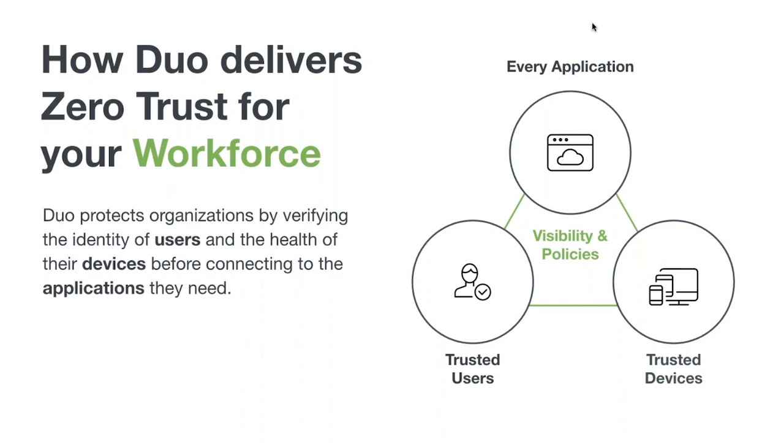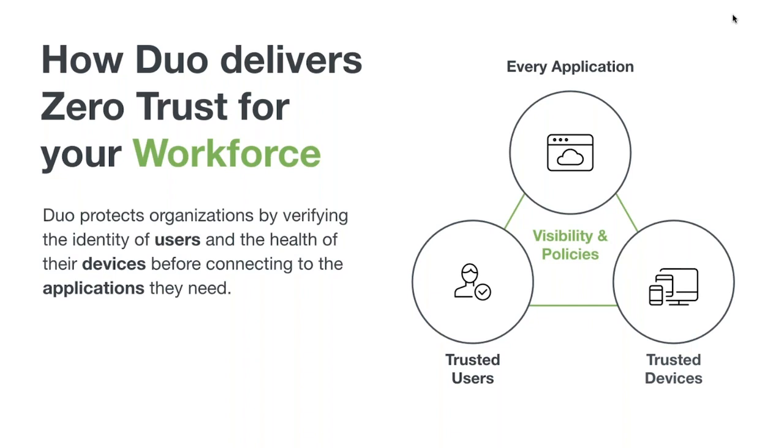We have a couple other pillars that we show on the right-hand side of the screen here, which is making sure that devices are trusted and providing role-based or attribute-based or the correct access to every application in your corporate environment. So, saying that in a sentence, we're looking to protect organizations by verifying the identity of users, that's our MFA piece, and the health of their devices, which we're going to dive into today, before connecting to the applications they need, and that's visibility policy. And we'll talk a little bit about that today, mainly through the lens of devices.